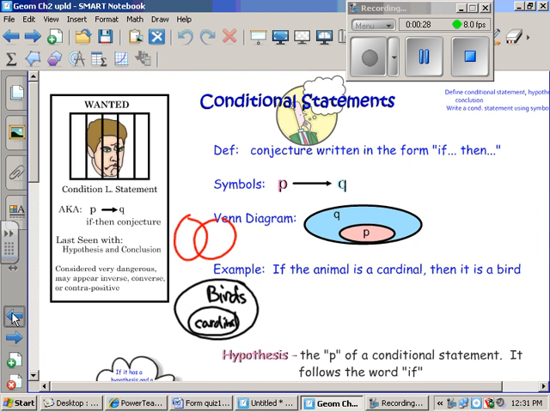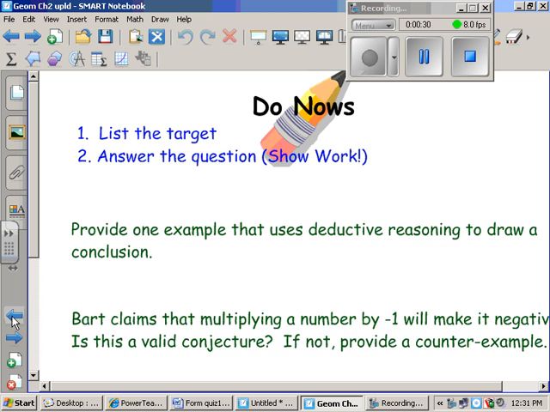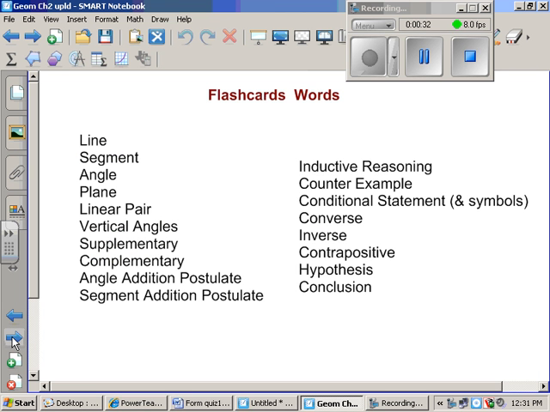Oh, and I printed out on the website all the words that you need to have in your flashcards. Those flashcards need to be done by Monday, because if they're not done by Monday, then you won't be able to use them for the quiz. So they need to be finished by Monday.